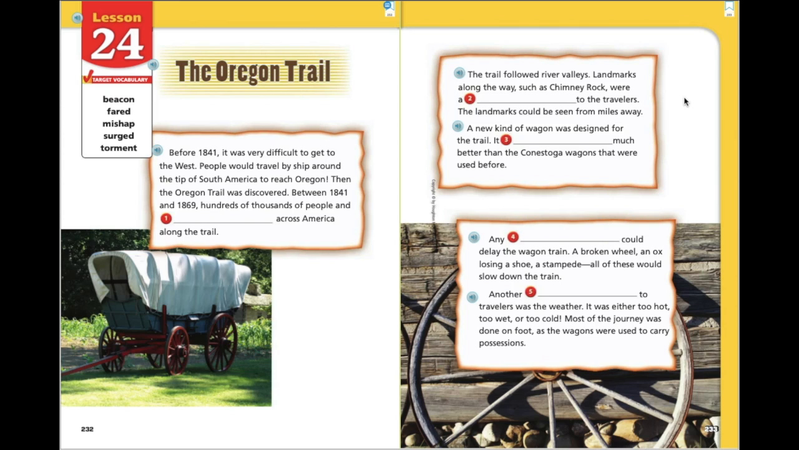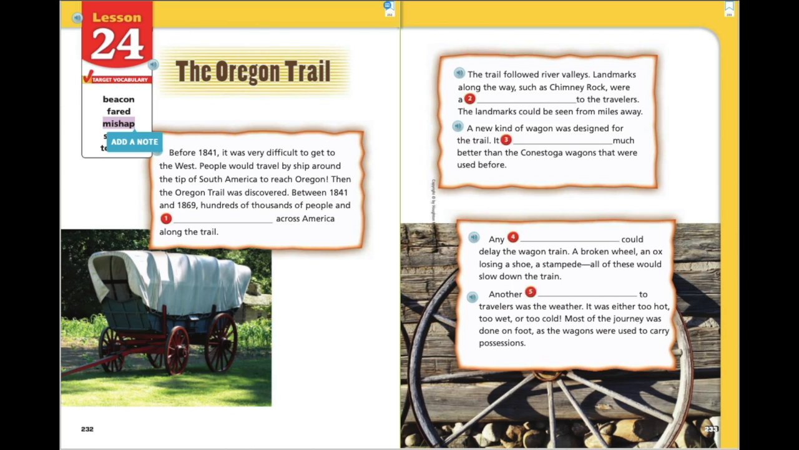Number 3. A new kind of wagon was designed for the trail. It blanked much better than the Conestoga wagons that were used before. For number 3, you should have put the word fared. Remember, fared means how something performed or progressed. So it fared much better than the Conestoga wagons that were used before. Number 4. Any blank could delay the wagon train. A broken wheel, an ox losing a shoe, a stampede, all of these would slow the train down. So for number 4, you should have put mishap. Remember, a mishap is an unfortunate accident. So any mishap could delay the wagon train.